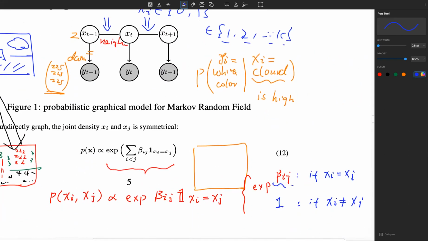And let's assume that beta ij is greater than 1. Which one is bigger? If beta ij is greater than 1, obviously this one is bigger. So therefore, you want to assign more energy when the two nodes have the same segment. Make sense?